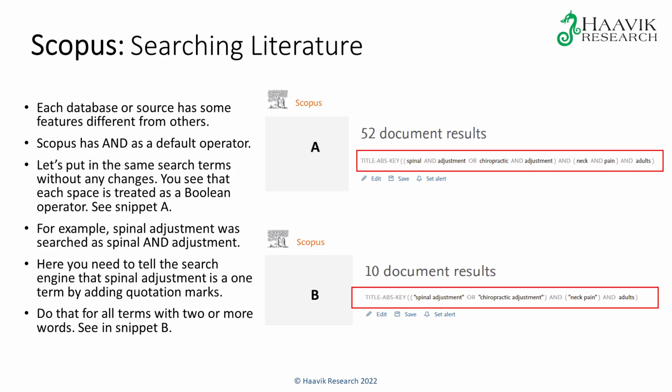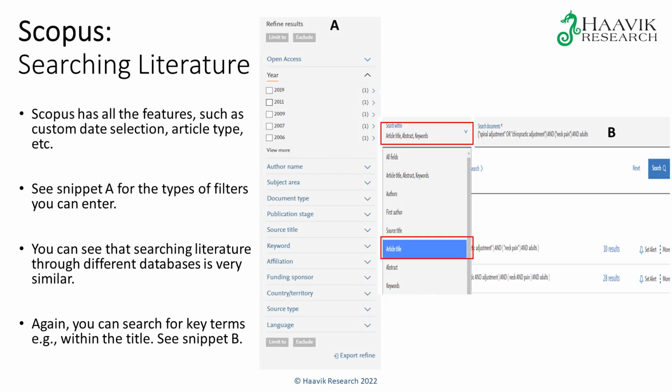So again, we need to use quotation marks for a phrase if you want two words to be searched together, as you can see in that little snippet B there. Now, Scopus has all the features like custom data selection and article type and so on as well. And you can again see in snippet A here all the different options that you can choose from.